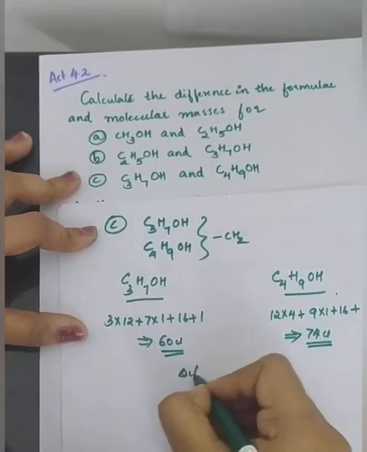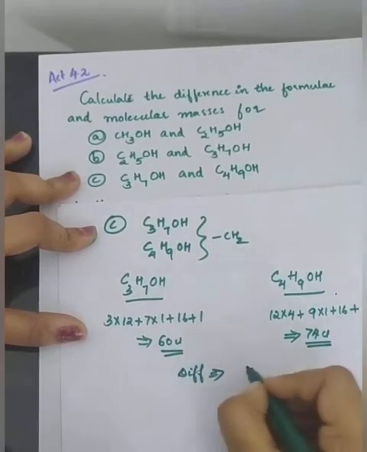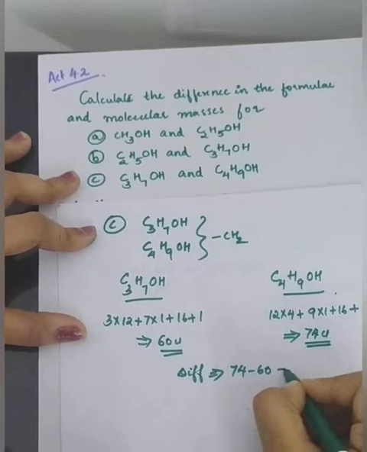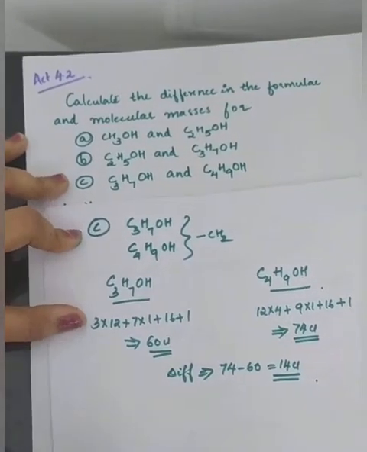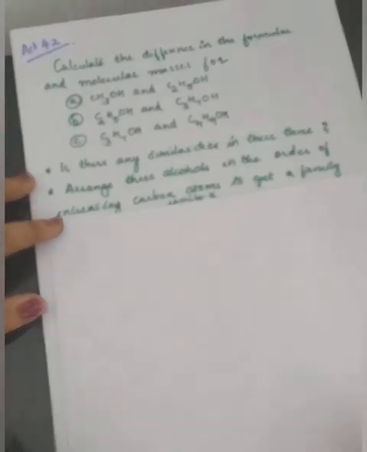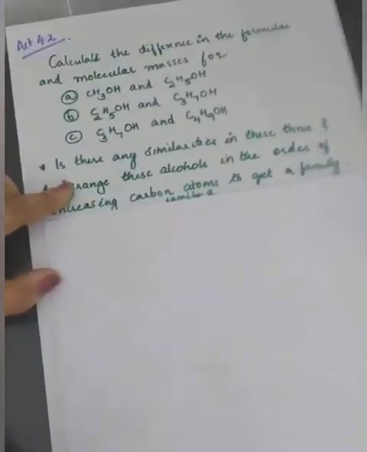Now find out the difference between these molecular masses. You will get 74 minus 60. It is 14 atomic mass unit. We have calculated the difference in the formula and the molecular masses. Now the question is, are there any similarities in these three?